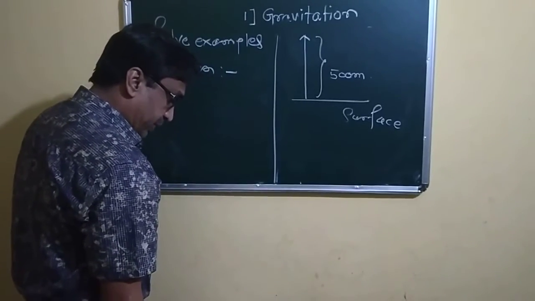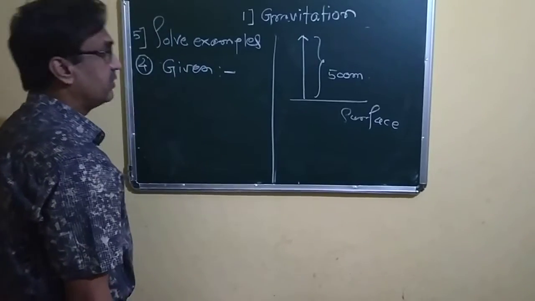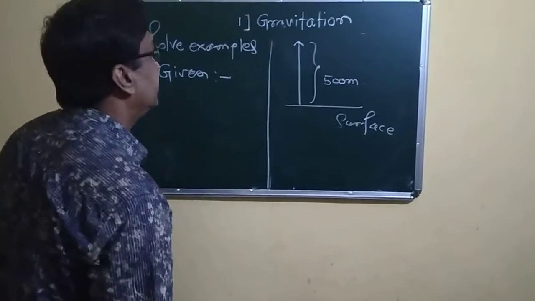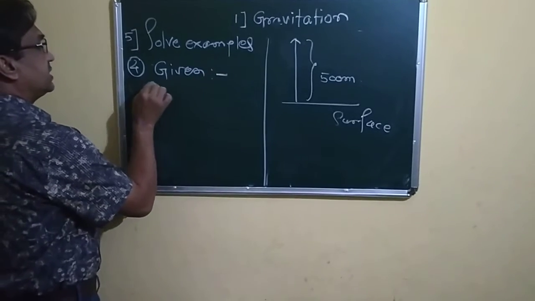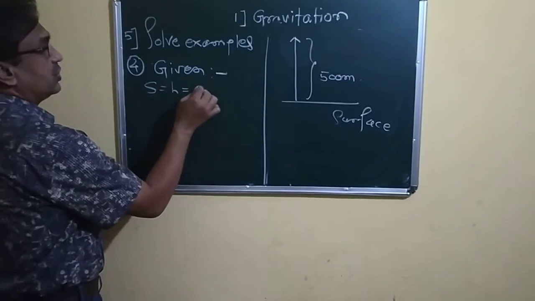Upwards, height of 500 meter. What is its initial velocity? What do you have that is given? Yes, that is h is equal to 500 meter.